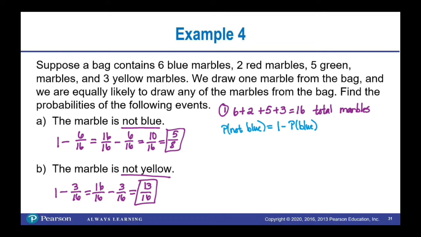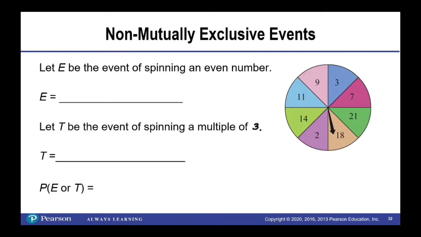We talked about mutually exclusive events, but what about events that are not mutually exclusive? So we have another spinner. Let's suppose that E is the event of spinning an even number. So on my spinner, I have 2, 14, and 18. Let's let T be the event of spinning a multiple of 3. So on my spinner, the multiples of 3 are 3, 9, 18, and 21. Now notice that these two events are not mutually exclusive. They have an outcome in common.